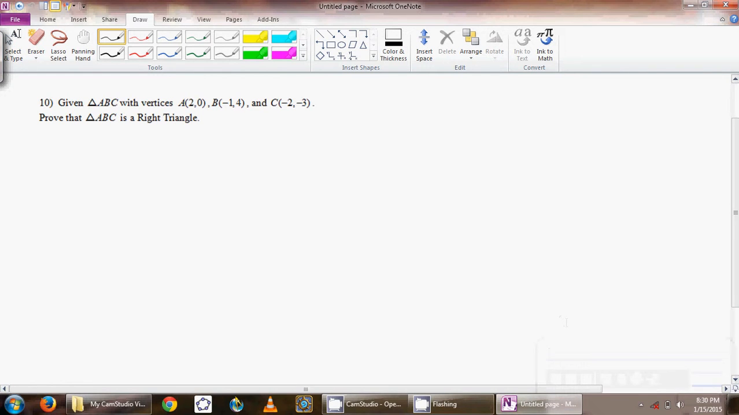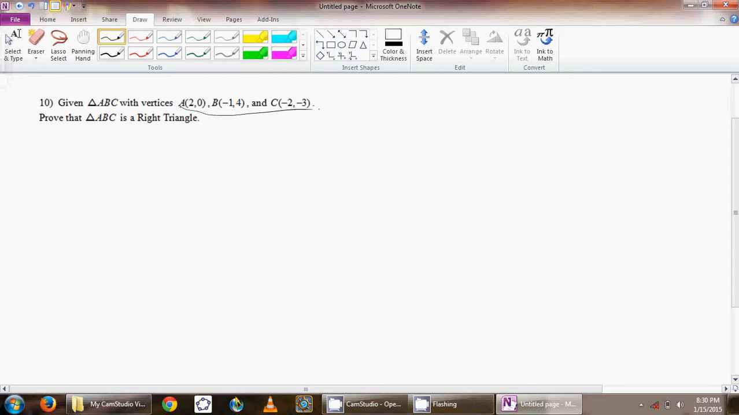Alrighty, now we hit the proofs. Problems 10, 11, and 12 will all be proofs. So let's see. Given triangle ABC, okay, we have a triangle, and they tell us the vertices. Awesome. They want us to prove that this triangle is a right triangle.